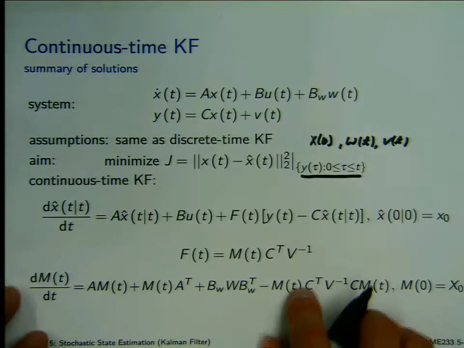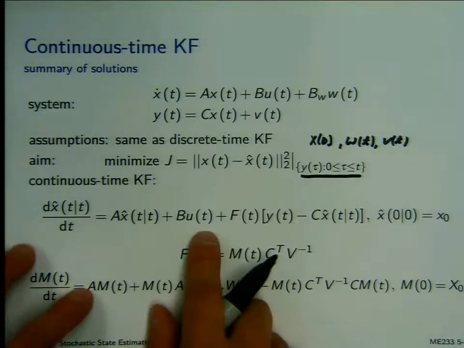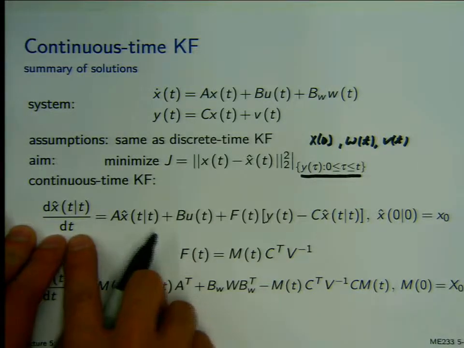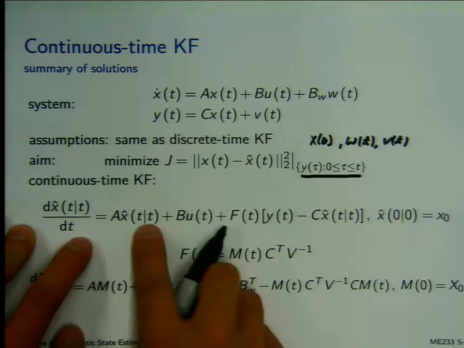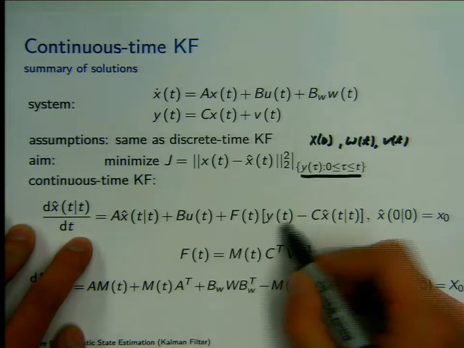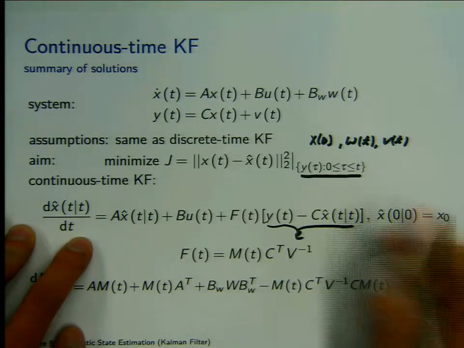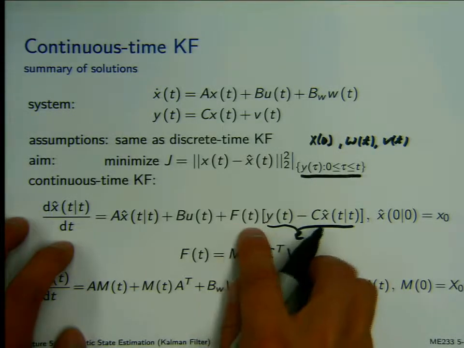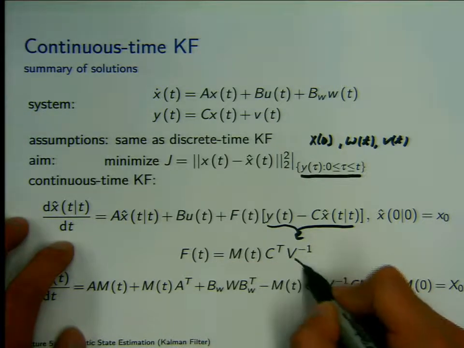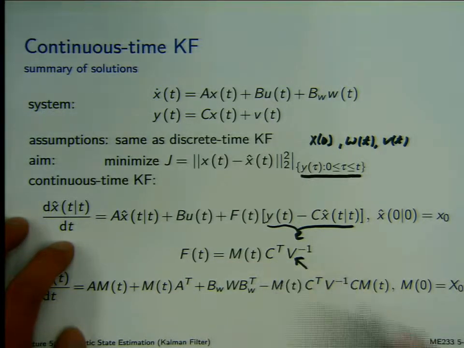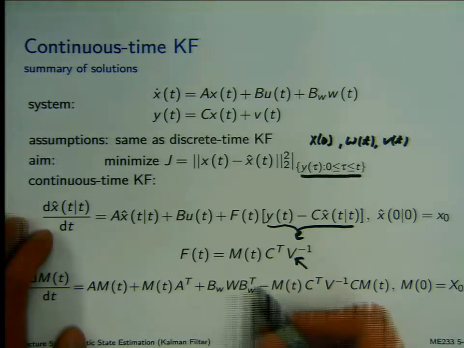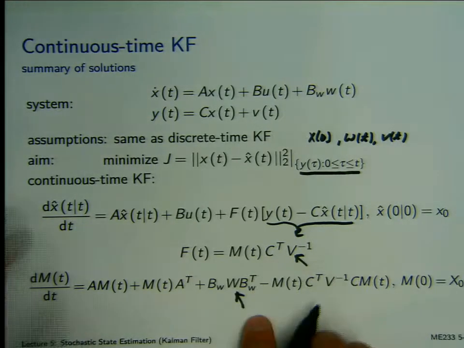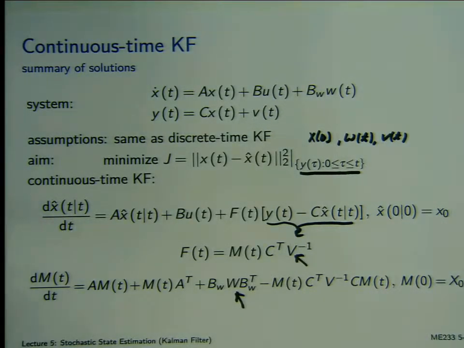And the equation for the continuous time Kalman filter is going to look quite similar to the continuous time observer dynamics. So it's going to be the derivative of the estimate equals A x hat plus B u plus F times the error term. And then the Kalman filter gain matrix is related to the statistical properties of the noise, and M additionally depends on W. So the gain depends on the stochastic properties of the noise.